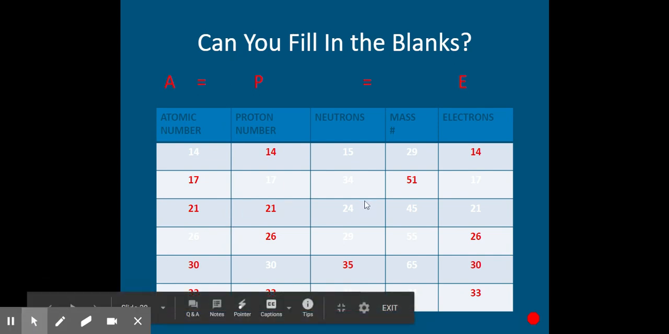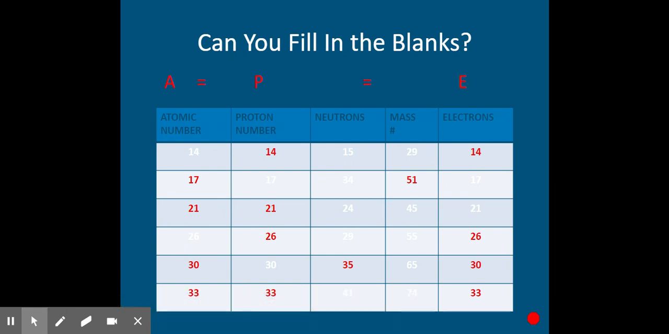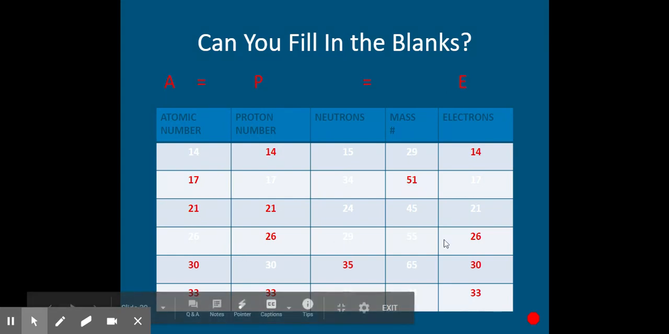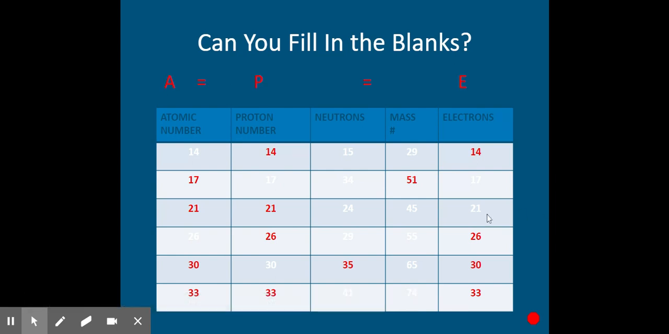Your next one, you were given these numbers here. So your electron number was really the only indicator you needed, because your electrons are your protons for right now. They are equal. And then your atomic number as well. The next one, you were given these three. So your atomic number gave you your proton number, which was also your electrons. Pretty much the same as the last one. The next one you had the proton number, which gave you your atomic number.